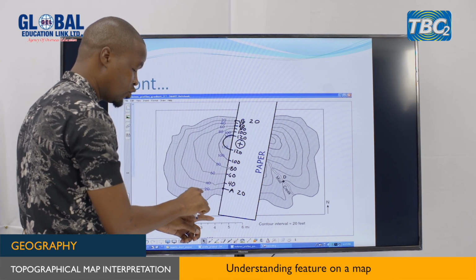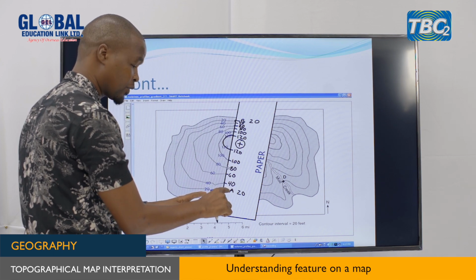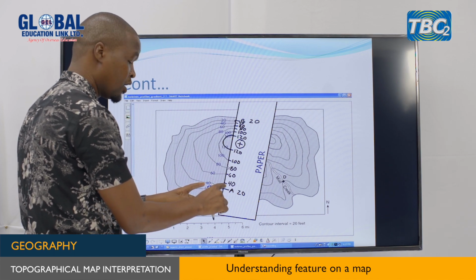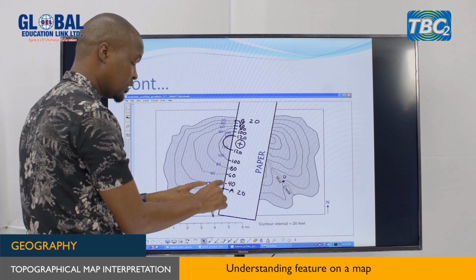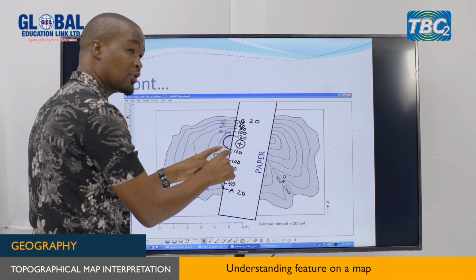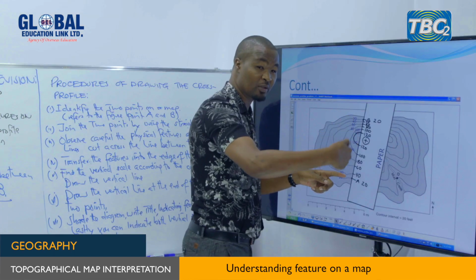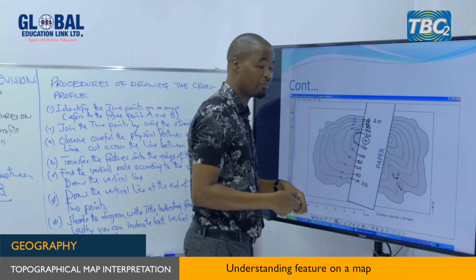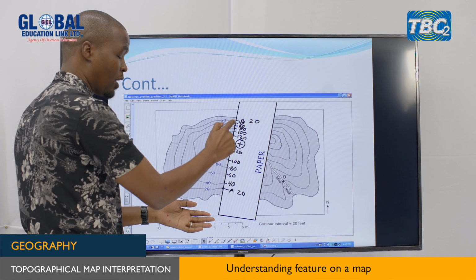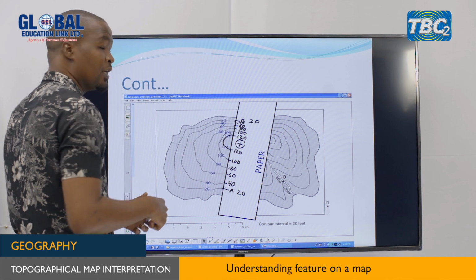As you can see, my contour written right here is 20. Then I will mark right here, 20. Then the second contour marks 20, and I will mark it on the edge of the piece of paper. Then 40, then 60, 80, 100, 120. So as the contours cut across my line, I will mark them on the edge of the piece of paper. As you can see right here, this is the edge of the piece of paper. I have marked the straight line between the 2 points. Then I have marked what? The contours that cut across the line.